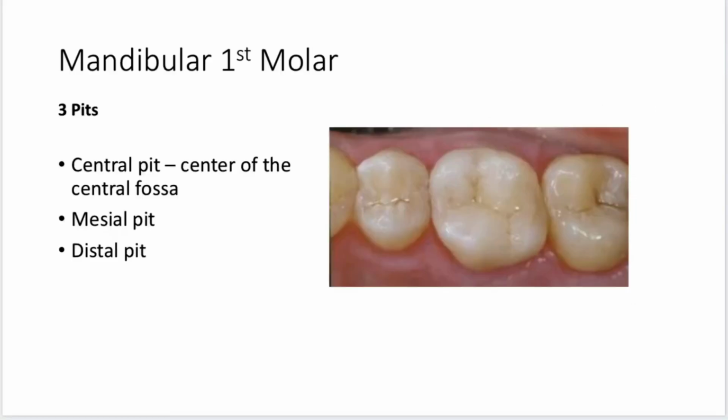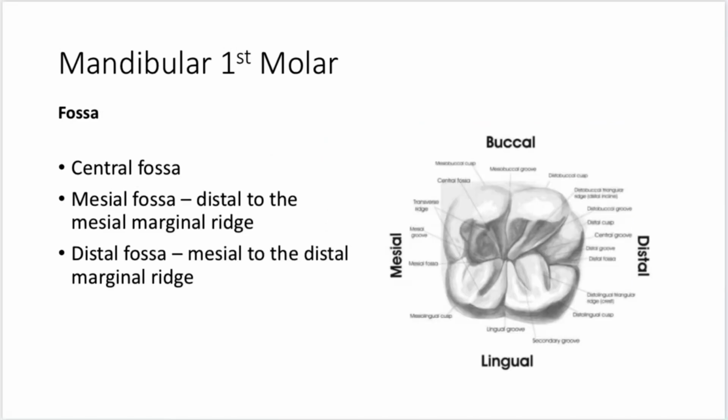There are 3 pits that we should be aware of: the central pit, mesial pit, and distal pit. The central pit is the center of the central fossa. The fossae are the central fossa, mesial fossa, and distal fossa. The mesial fossa runs from the distal to the mesial marginal ridge, and the distal fossa is from the mesial to the distal marginal ridge.